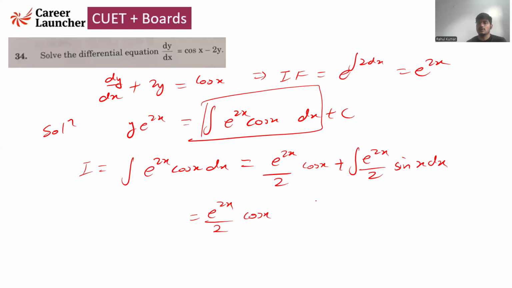Now if you integrate this part again, you have to integrate the e to the power 2x part, write sin x as it is, and apply the negative sign. Now it is 1 by 4 and cos x dx. This thing is nothing but I.